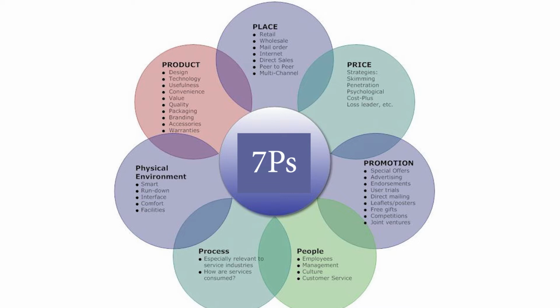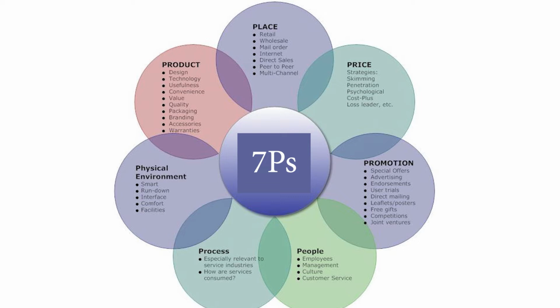The next P is people, so this refers to your recruitment processes, your culture, your image, any training that your staff get, customer service representatives, so any people associated with your business. The next P comes down to process. So for example, design features, research and development.